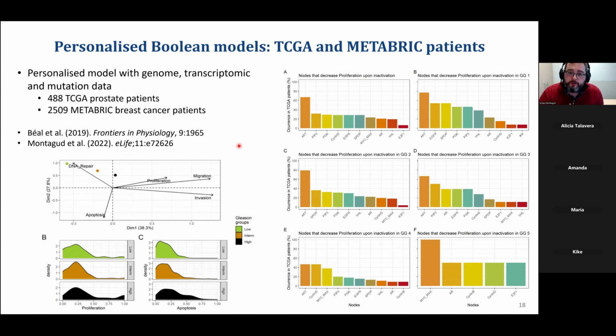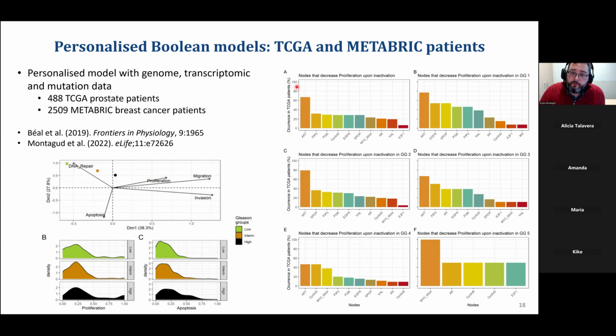So this was for cell lines, and then we also did this for different patients from different databases, for instance, TCGA and METABRIC, in prostate and in breast cancer, and we found similar things. For instance, when the Gleason group was increasing, the models of this Gleason group were moving away from DNA repair and closer to proliferation and migration, which gives a taste that the model is capturing well the aggressivity of these different patients.